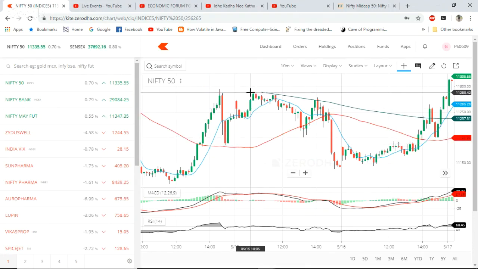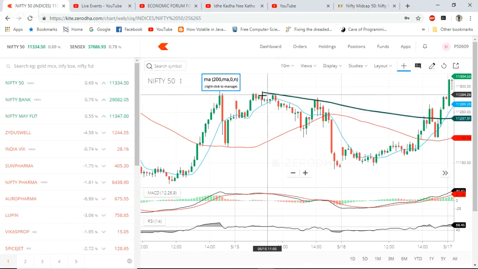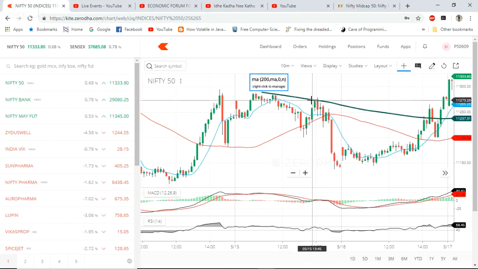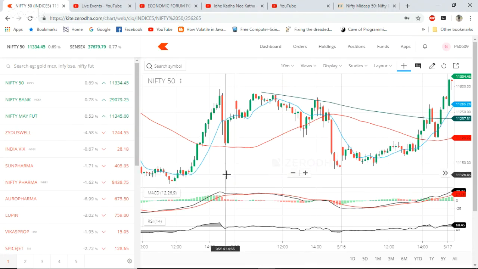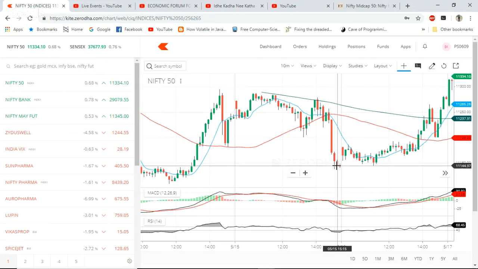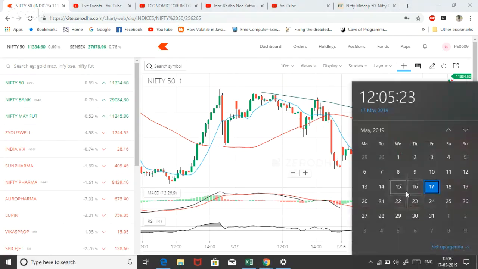Again it tried. Two times it tried to cross over this 200-day moving average, and the third time it tried to cross over and it failed. And hence it fell off again. So it was almost coming back to these levels. But here the time is 3:15. That is the end of the day on 15th May. 15th May is 2 days back.